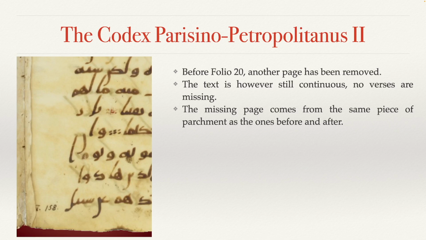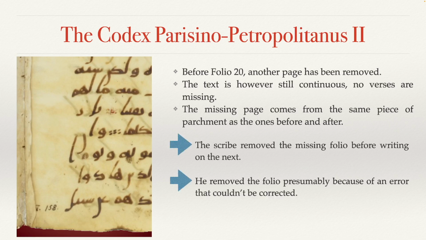Due to the nature of the folding, there is an alternating pattern of flesh and hair side on every folio. So you have flesh, hair, hair, flesh, flesh, hair, hair, flesh. Here, however, we only have 7 folios from one piece of parchment and the pattern is broken precisely where the page is missing. So what does this missing page tell us? The scribe removed the missing folio before writing on the next page. We know that because neither verses nor subsequent folios are missing. He removed the folio presumably because of an error that couldn't be corrected.